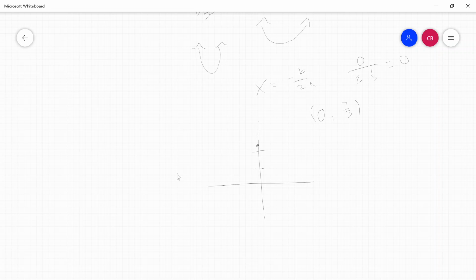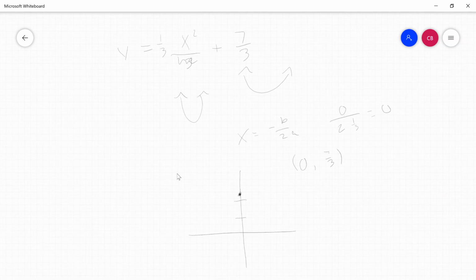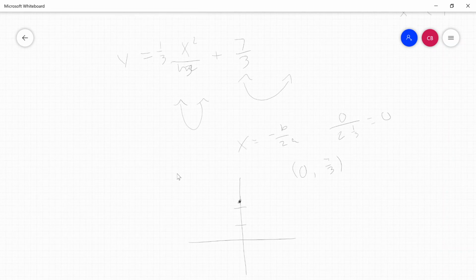Now, do I need to find zeros of this? Well, if I know that it's upward facing and it has a y-intercept at (0, 7/3), it's going to be facing this way. And therefore, I do not need to find zeros because I know that this does not cross the x-axis. Here's the x, here's the y. And therefore, zeros only occur on the x-axis, so it cannot be the case that it's that. So if we go to Desmos, let's do that.